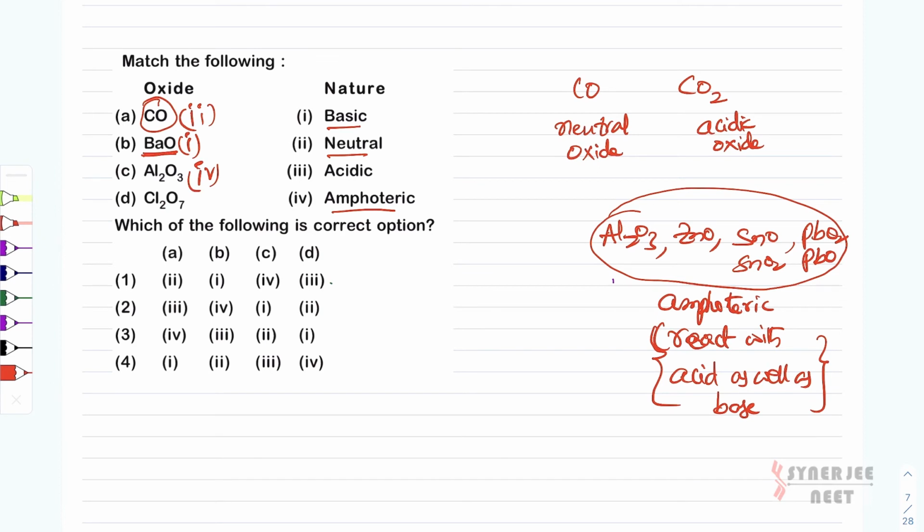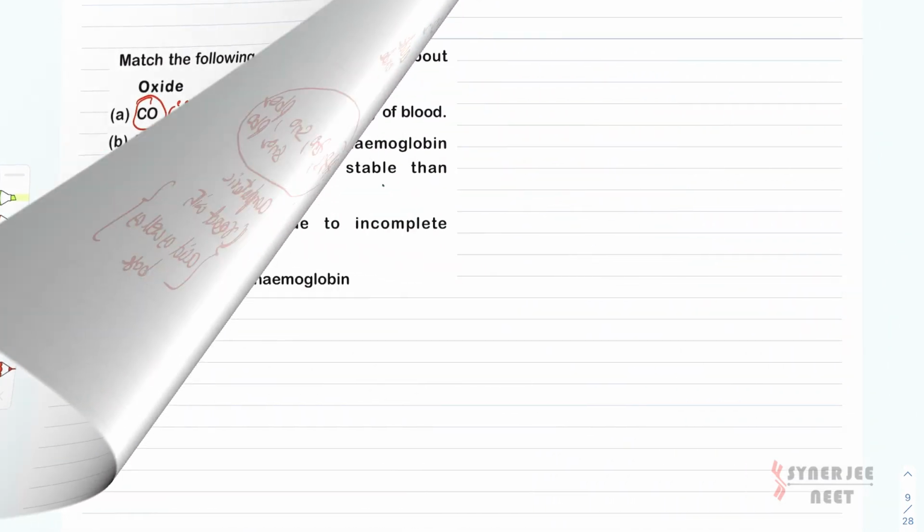Cl2O7. Chlorine is a non-metal and non-metallic oxides are acidic in nature, and therefore the one it is matching is 3, which is acidic. So 2, 1, 4, 3, which is matching with 2, 1, 4, 3. So 1 is the right option.